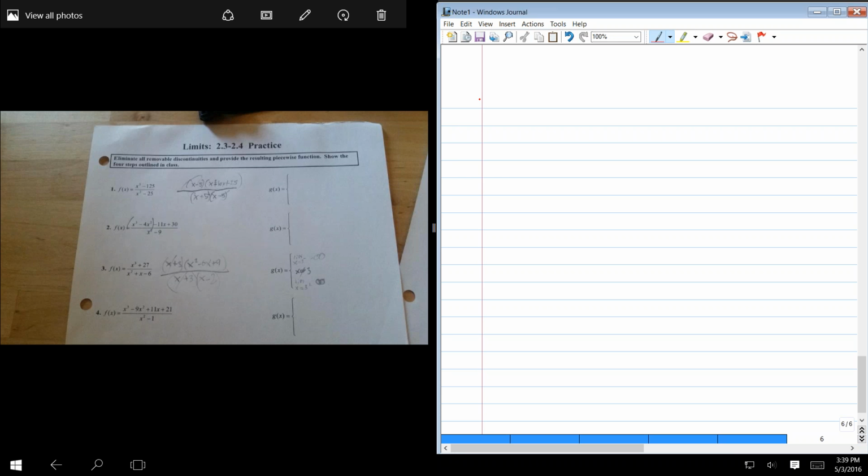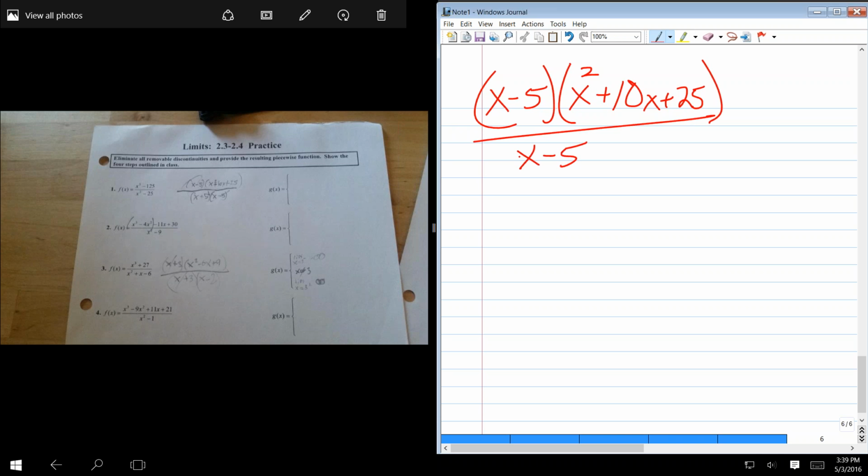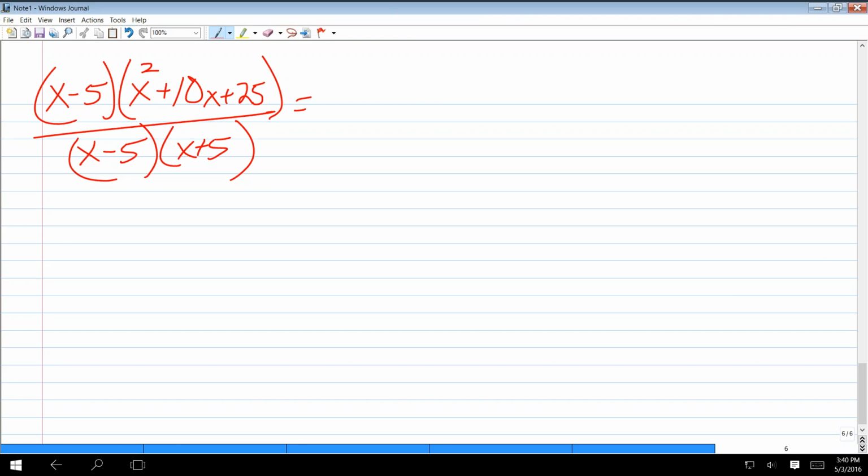Well, the first one, the numerator is the difference of cubes, so it factors into x minus 5 times x squared plus 10x plus 25, right? The bottom's a difference of squares, so it factors into x minus 5 times x plus 5. So what's our domain restriction here? Is it just 5? No, it's both of them. In other words, x can never be 5 and x can never be negative 5 from the original function. The fact that I can now do this does not allow you to make x equal 5. It merely puts a hole in the thing.